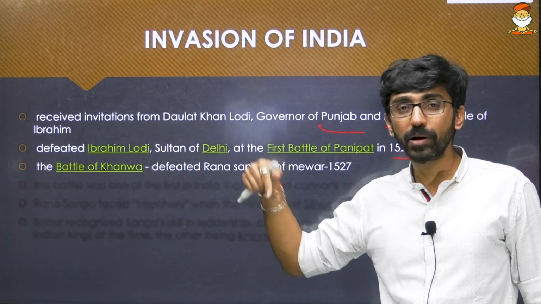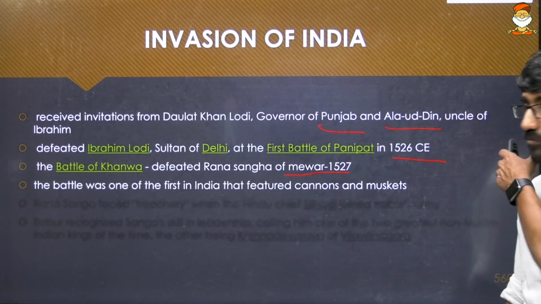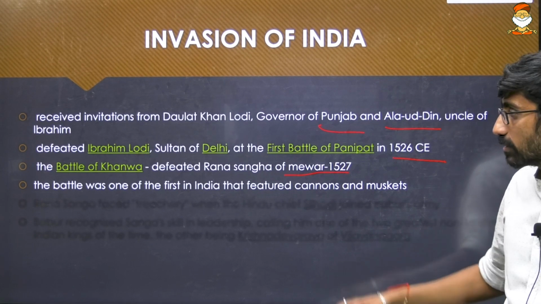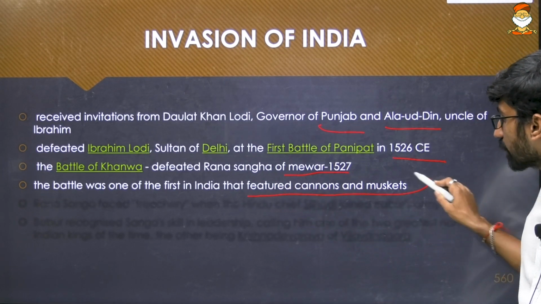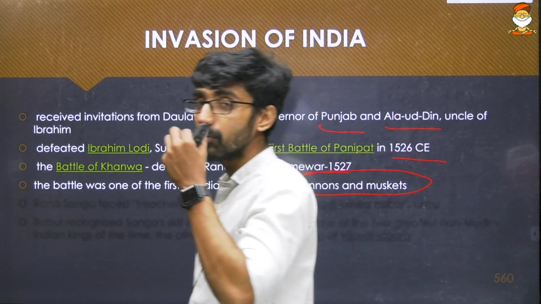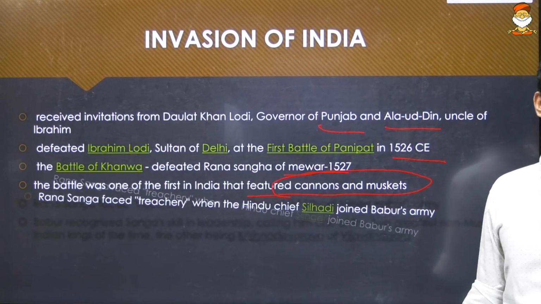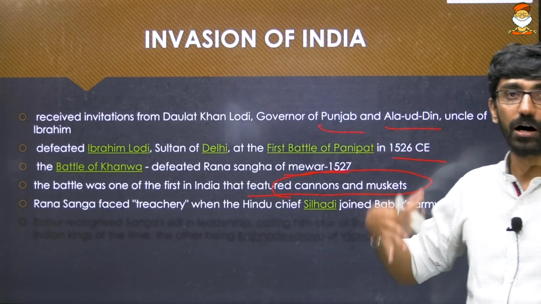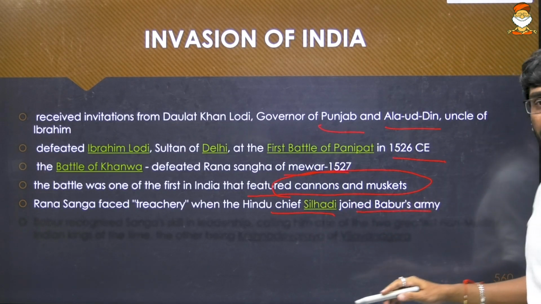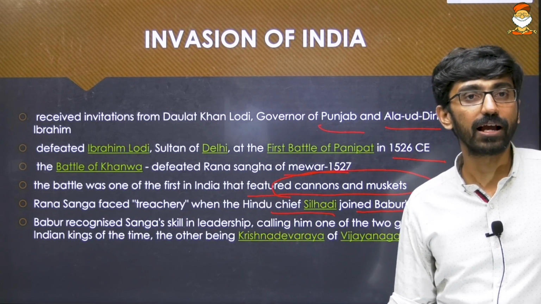Later, one more battle happened, the Battle of Kanwa, with Rana Sanga of Mewar, a Rajput kingdom, in 1527. He defeated Rana Sanga in this particular battle. This battle was also one of the first in India that featured cannons and muskets. Particularly, the question was asked about this: Babur introduced not gunpowder, but a new kind of cannons and muskets that were being used. Rana Sanga got defeated because some of his Hindu chiefs, like Silhadi, joined Babur's army. Treason was very common during medieval times, because everything was looked at from the political angle.